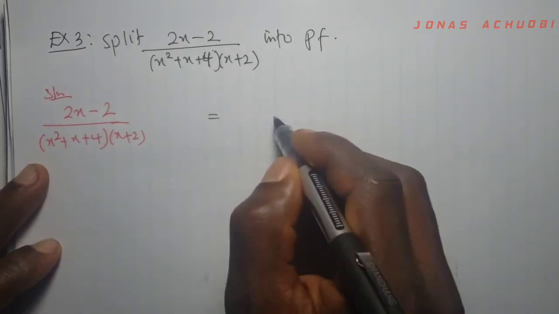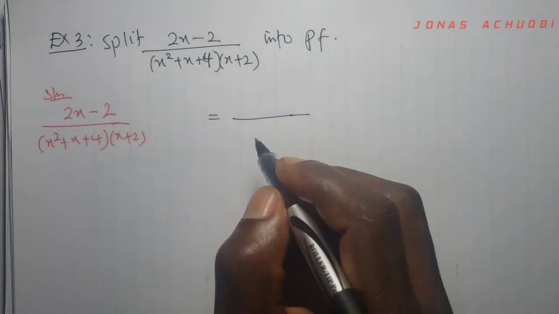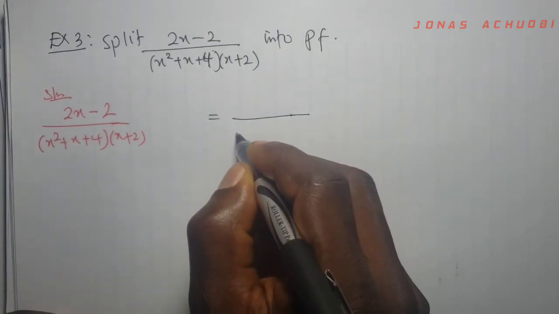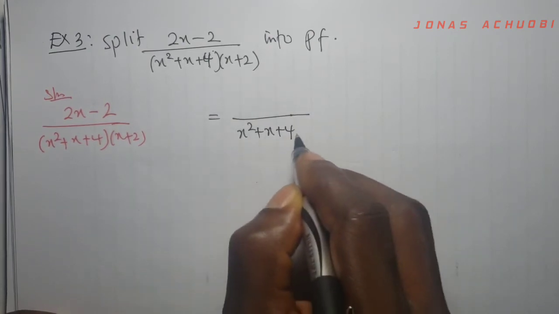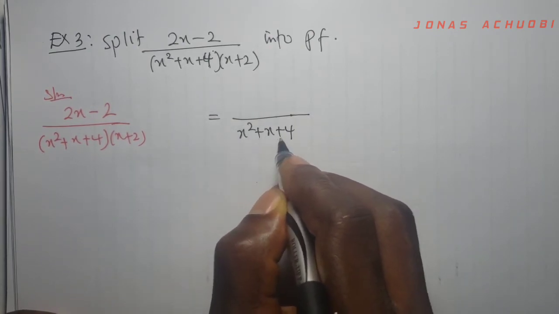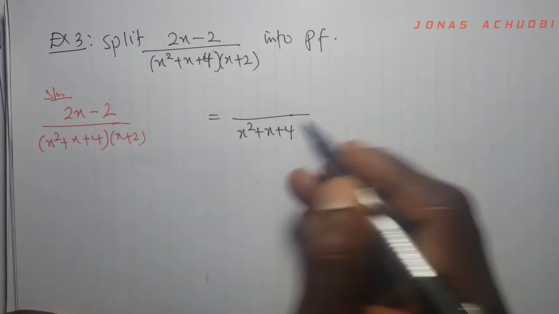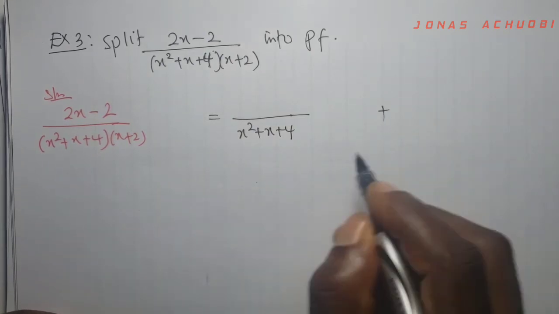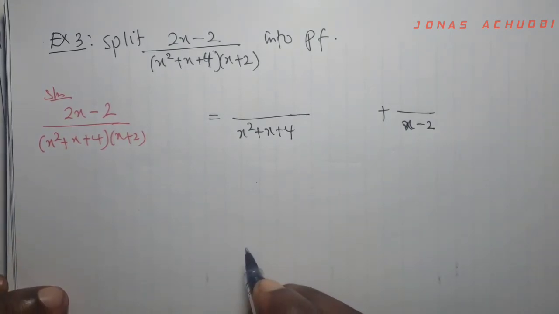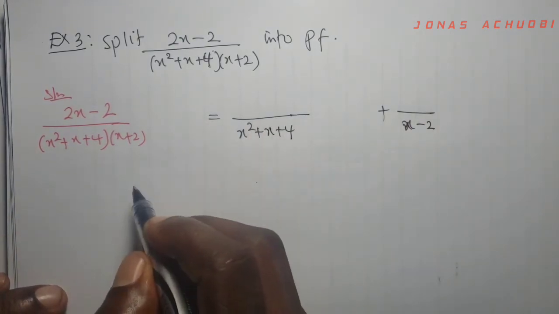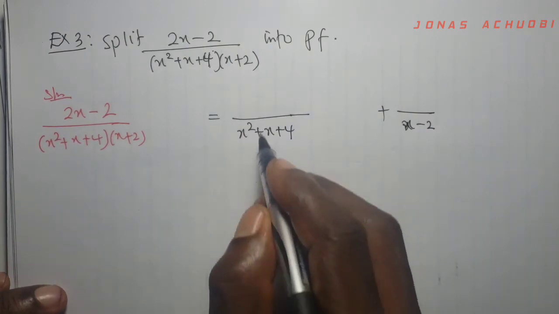So we split. Our first factor is what? x squared plus x plus 4. Since we have seen clearly that this cannot be factorized, we leave it like that. Plus our second factor is what? x minus 2. We now sort out what should be at the numerators of each fraction.